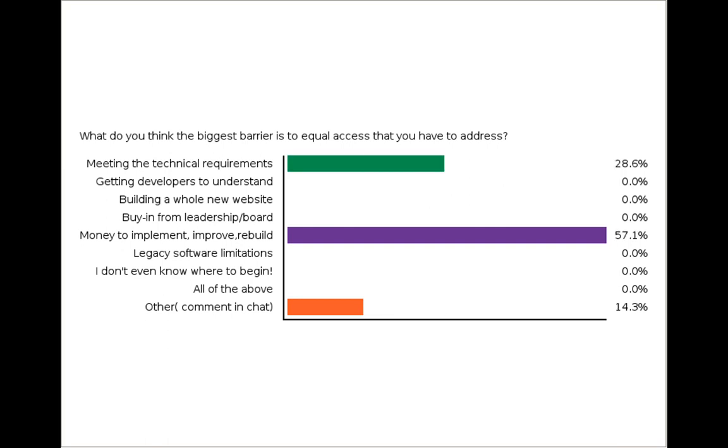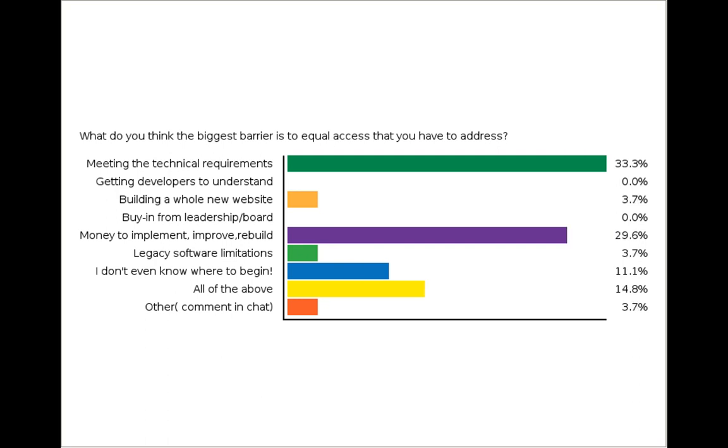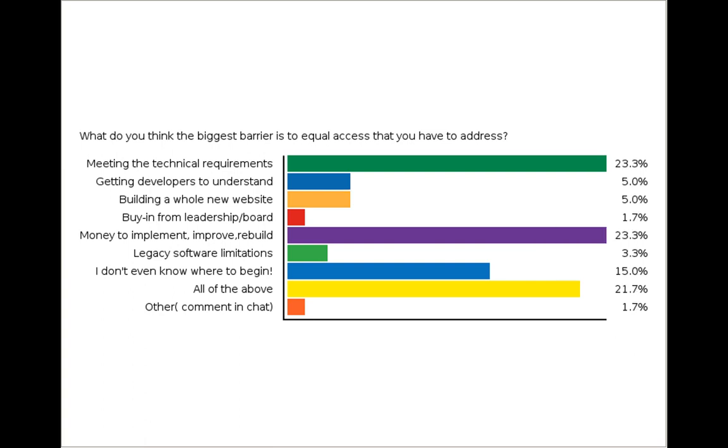So speaking from your own experience and your own website, what do you think is the biggest barrier to equal access that you have to address? Is the biggest barrier actually meeting the technical requirements, getting your developers to understand the issues, the fact that you feel like maybe it would be necessary for you to build a whole new website? Do you need to get buy-in from your leadership board? Is it a funding problem? Do you need money to implement, improve, and rebuild? Do you have legacy software that limits your ability to offer accessible alternatives?